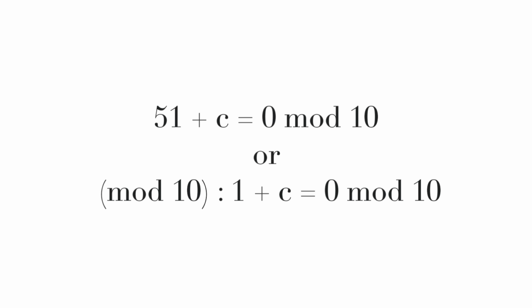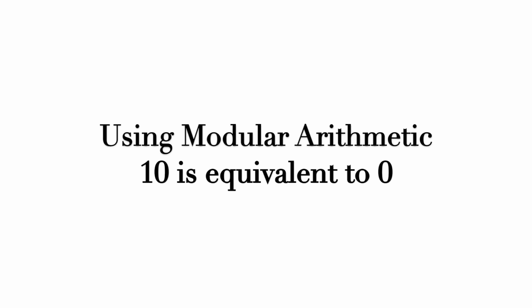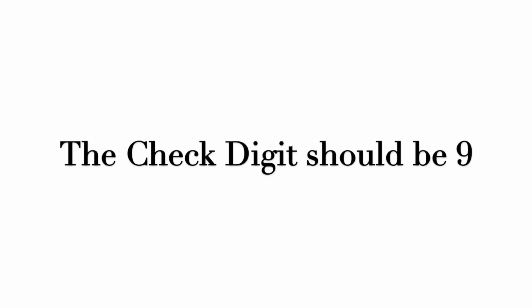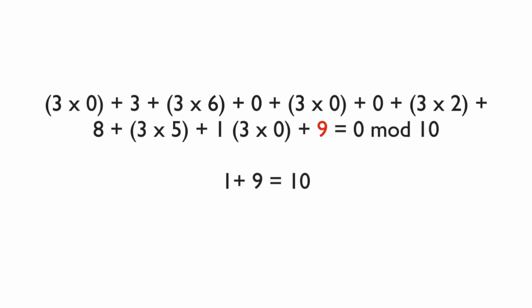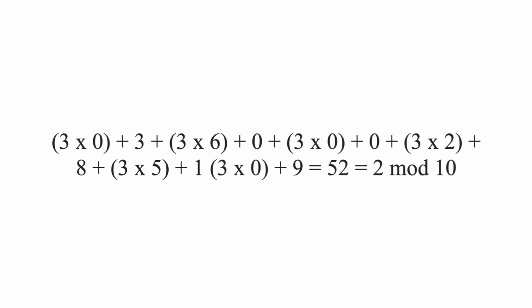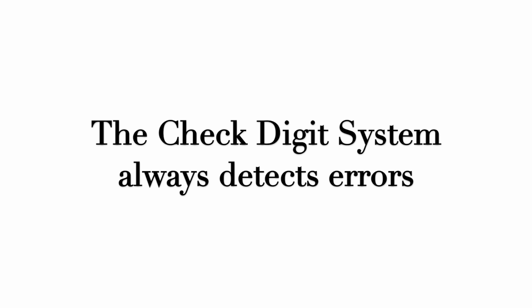Here is another way to write this problem out. Going back to modular arithmetic, 10 is equivalent to 0, so this means that the check digit should equal 9. Since 1 plus 9 equals 10, the last digit of the code is 9. Computing the sum results in this equation. This equation shows the sum is not equivalent to 10, so there must have been an error with the code. Using the check digit system, if an error is made, it will always be detected.